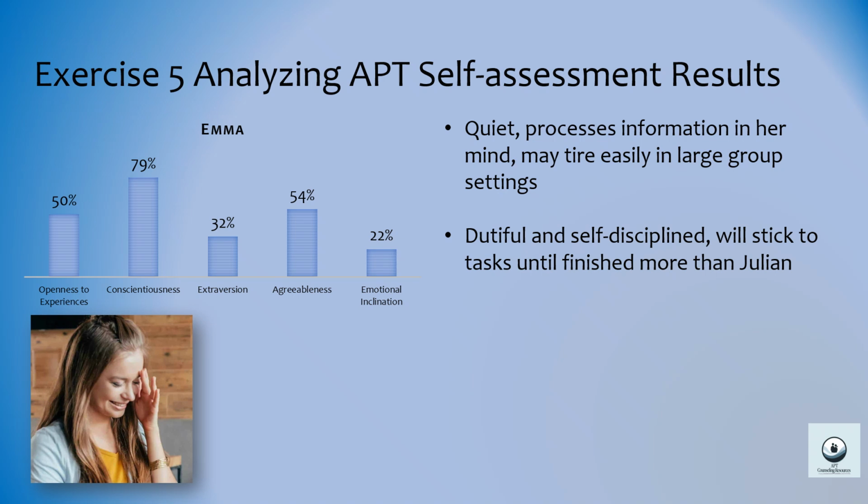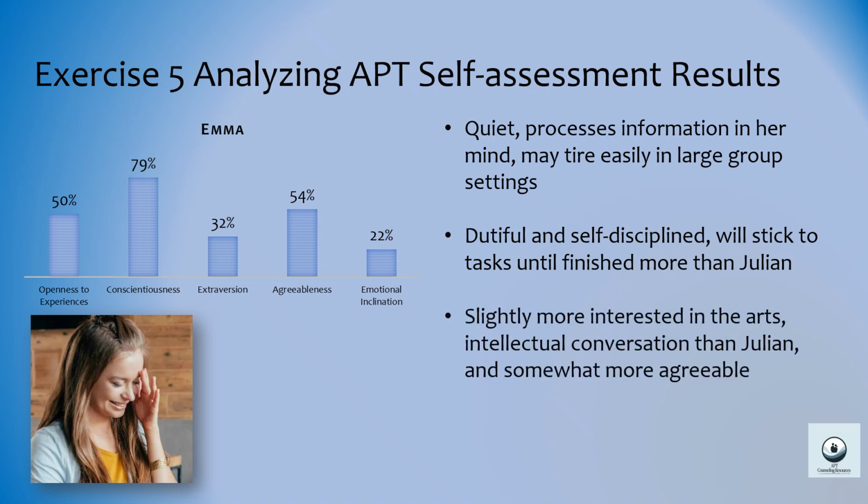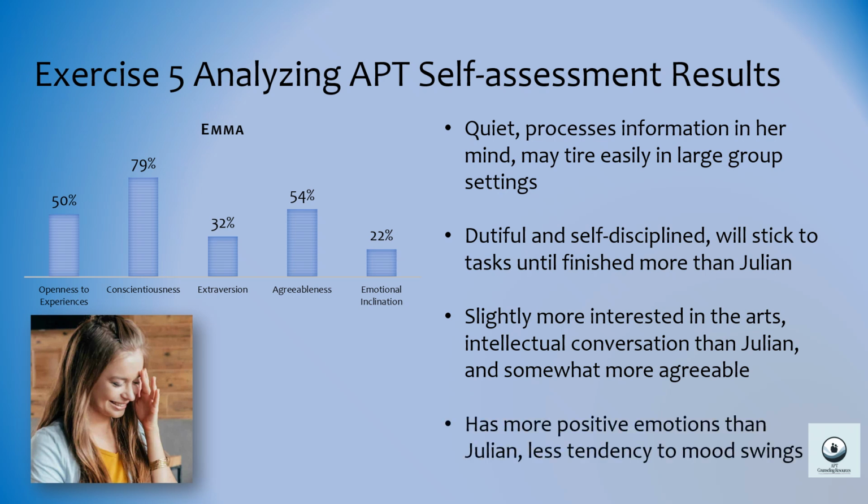This translates into a strong sense of responsibility. She's likely to be more prudent, and Emma wants to start new tasks right away and will usually stick with them until they're completed. She is moderately interested in artistic things and is more likely to try new things, but not to an extreme. She's more agreeable than Julian, but not by a significant margin. And Emma's moods are predominantly positive. She's concerned about the future, but believes it will be good. Her emotions are stable compared to Julian's.